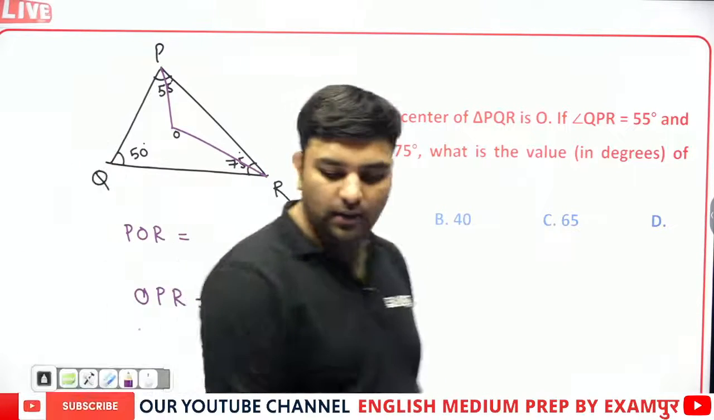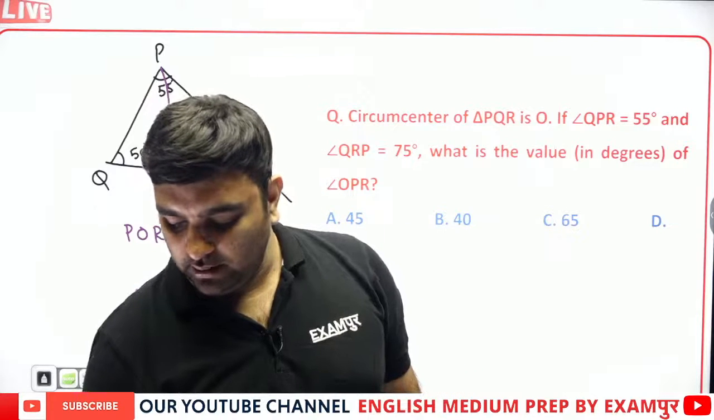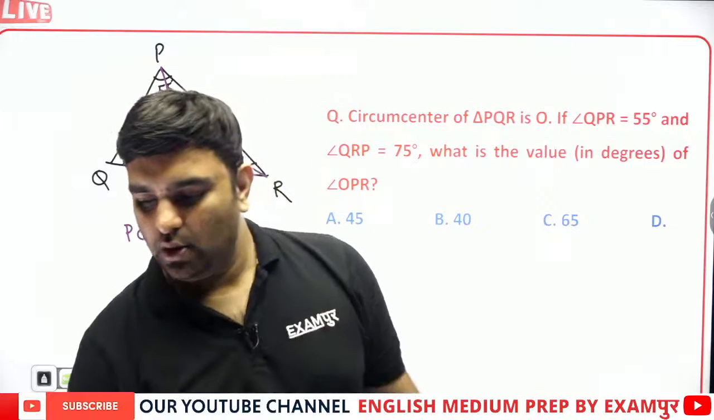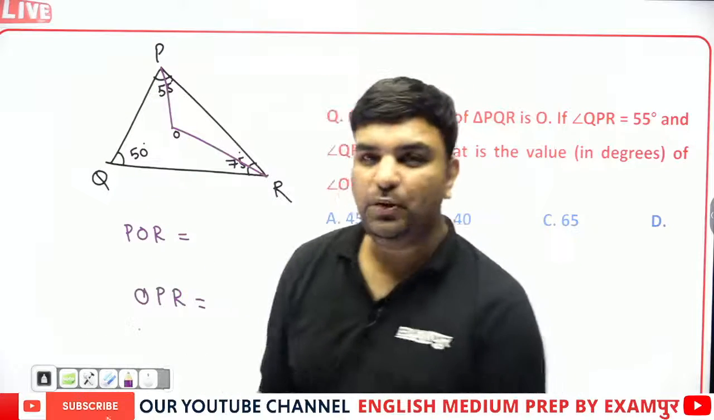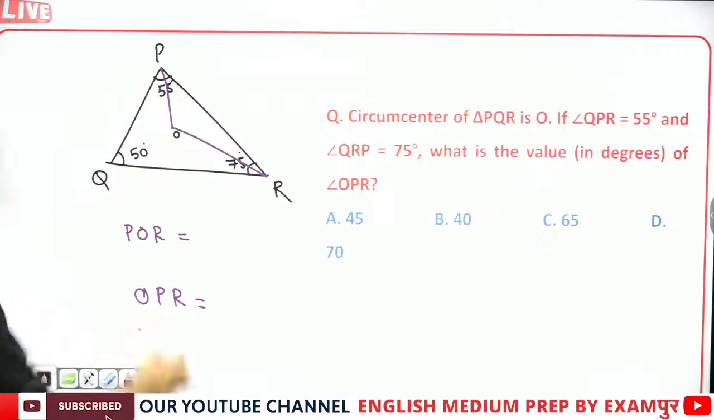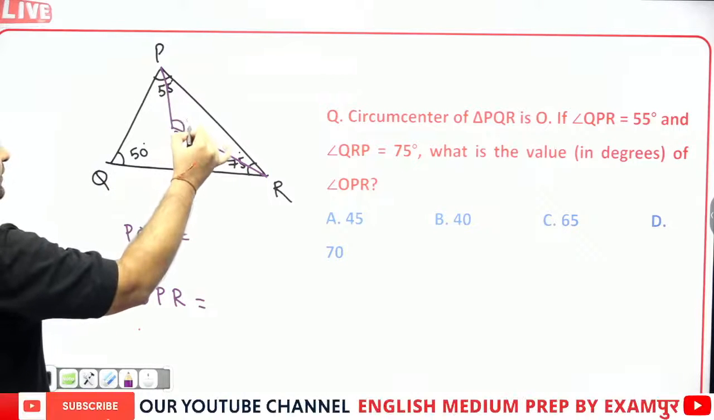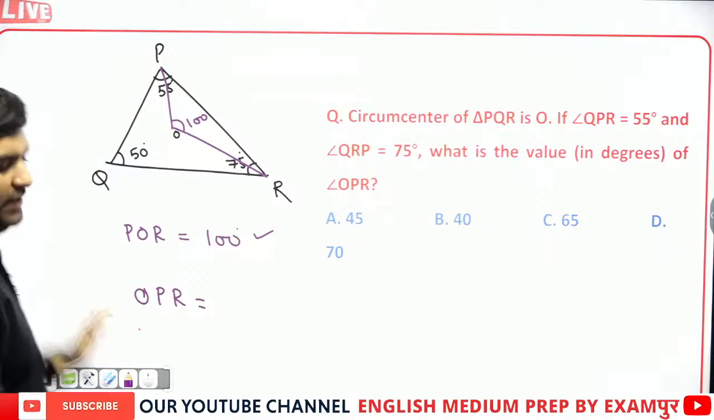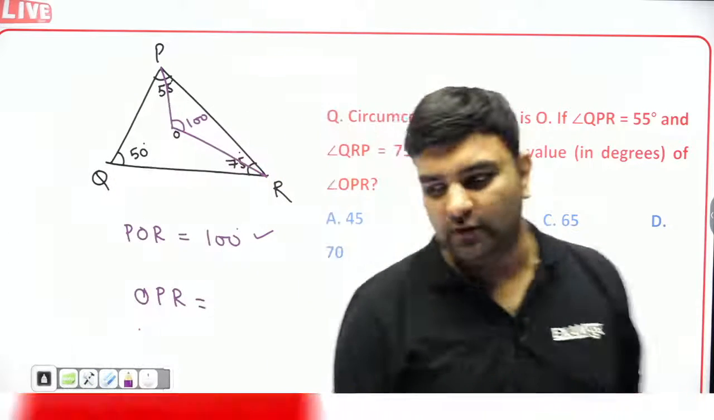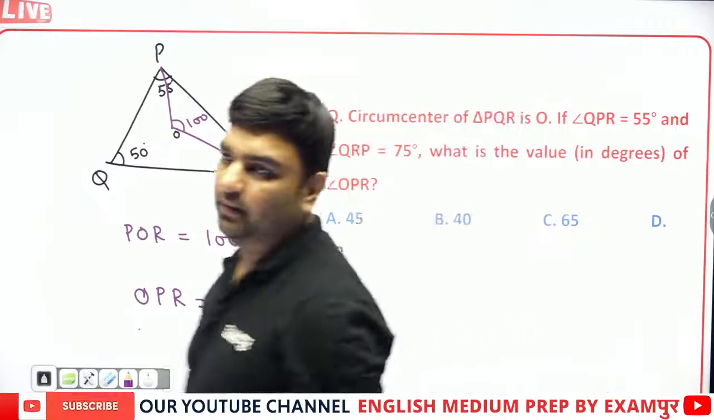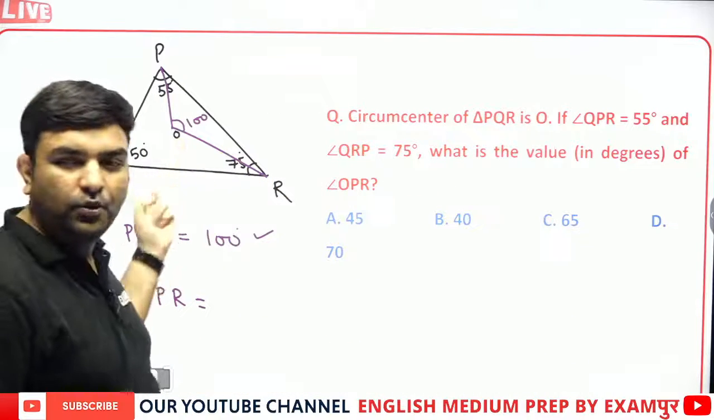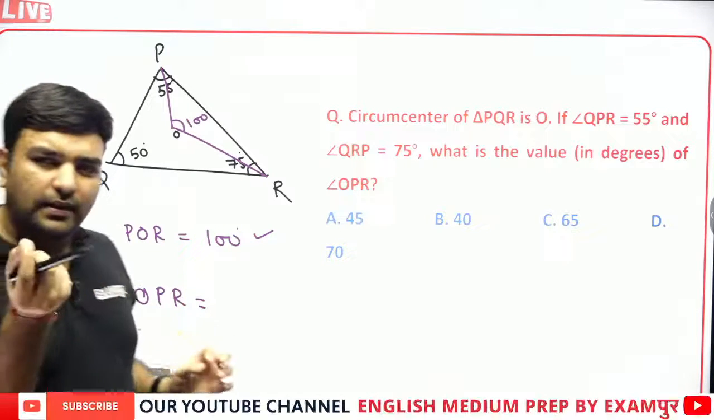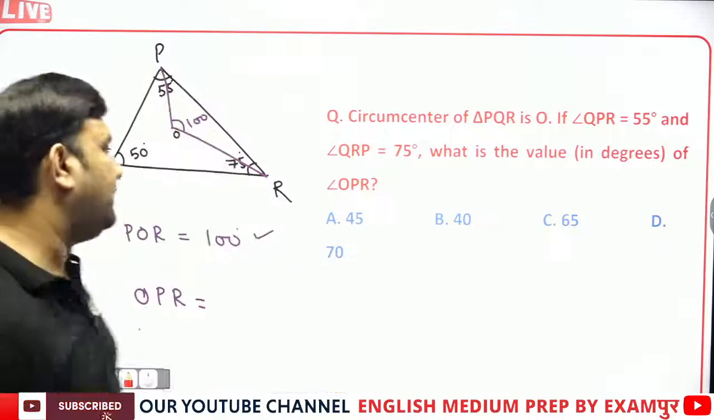What is POR, guys? POR is directly double of this, 100. That would be a normal question, because it is double of the opposite vertex angle. This is one step ahead.